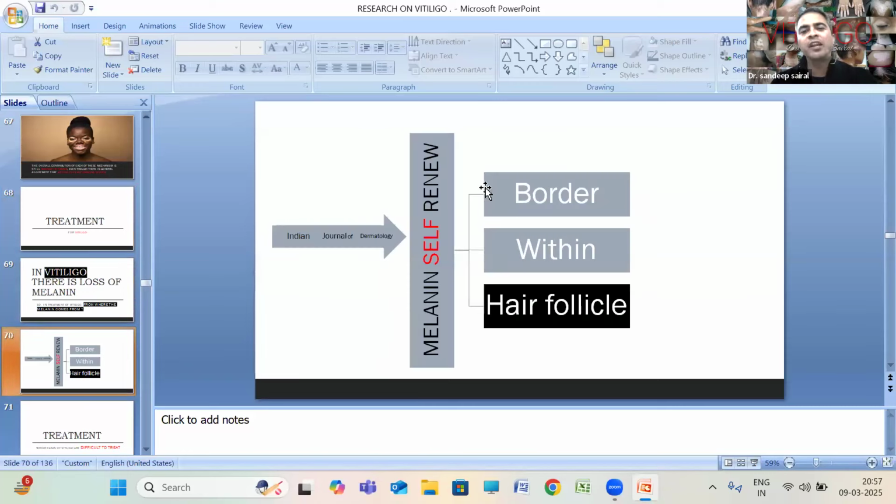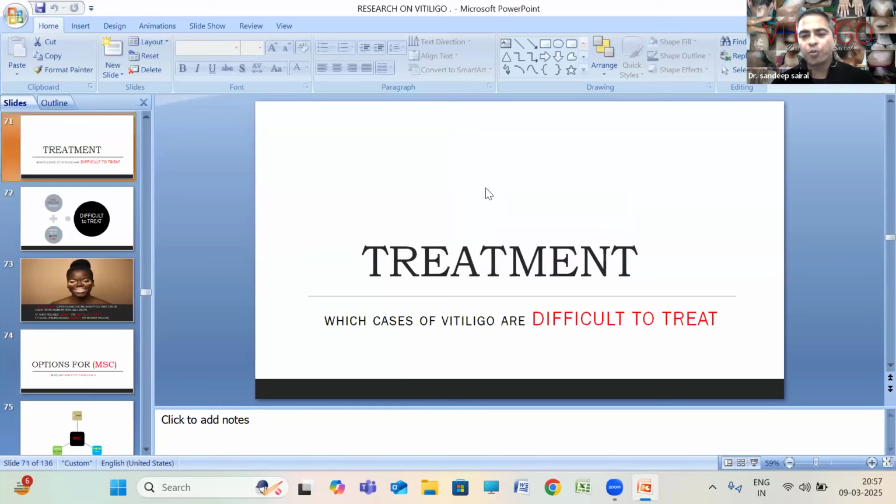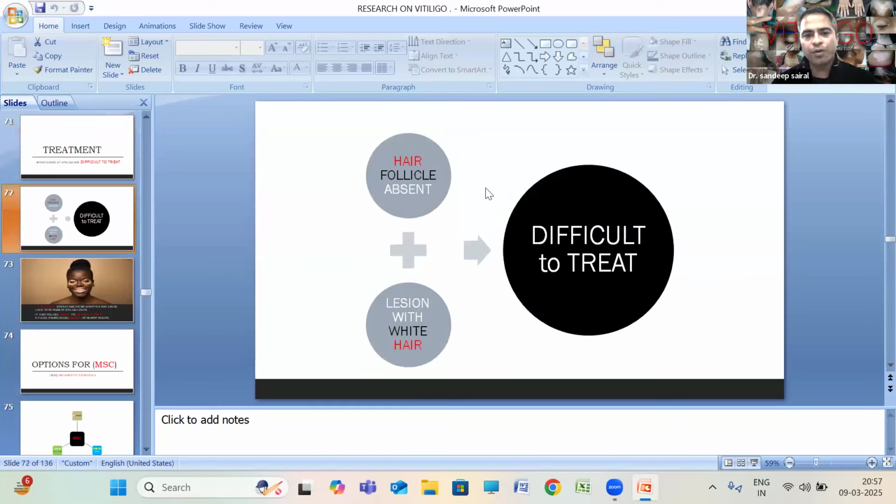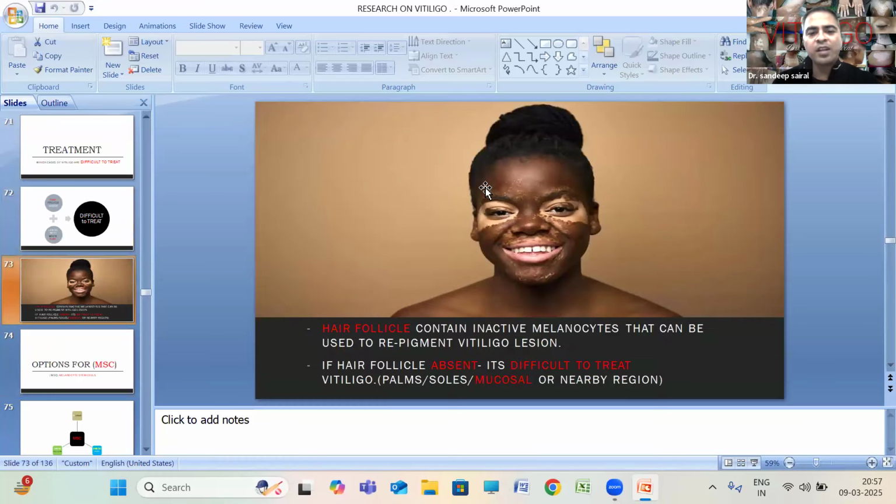They say melanocytes actually regenerate or renew themselves from where? Suppose this is a vitiligo patch, they can regenerate from the border, or if even a single spot of melanin is there, they can regenerate from there. And the last one is the hair follicle. That's important. So, which cases are difficult to treat in vitiligo? If your hair follicle is absent, or if you have a white patch and in the white patch your hairs are also white, those are difficult cases to treat because the source of melanin is very little now. See, what we found is that hair follicles contain inactive melanocytes that can be used to repigment the vitiligo.